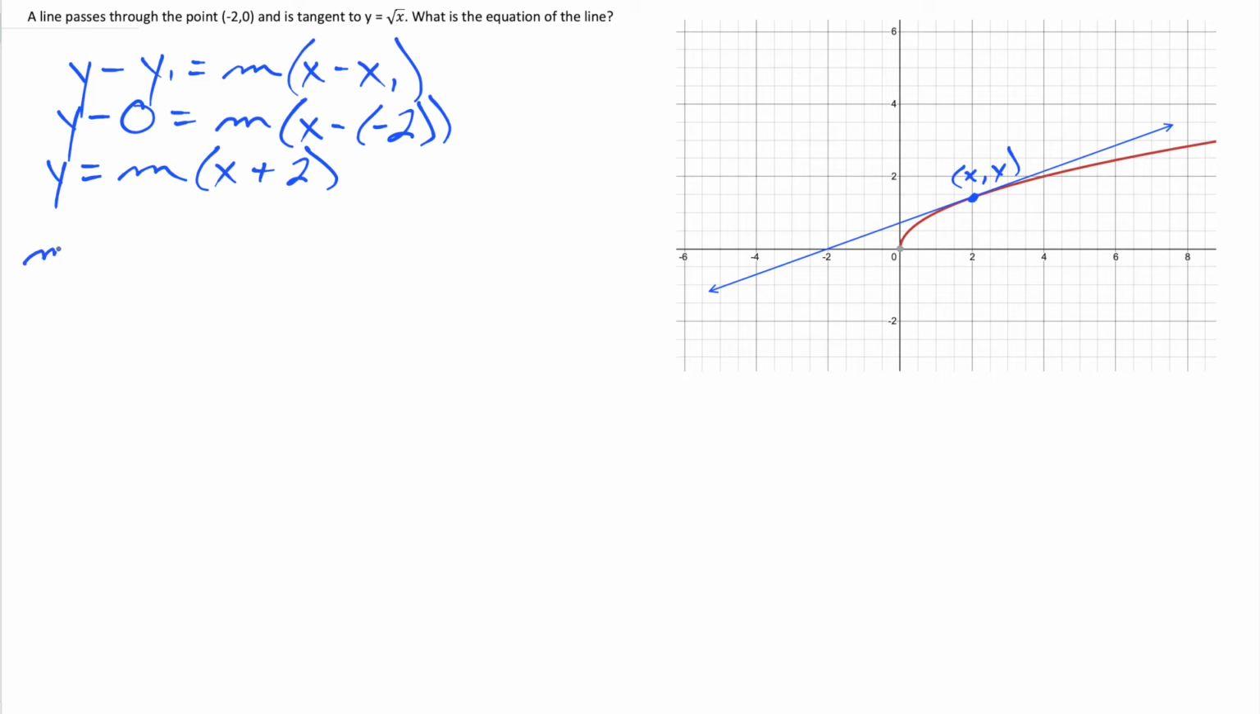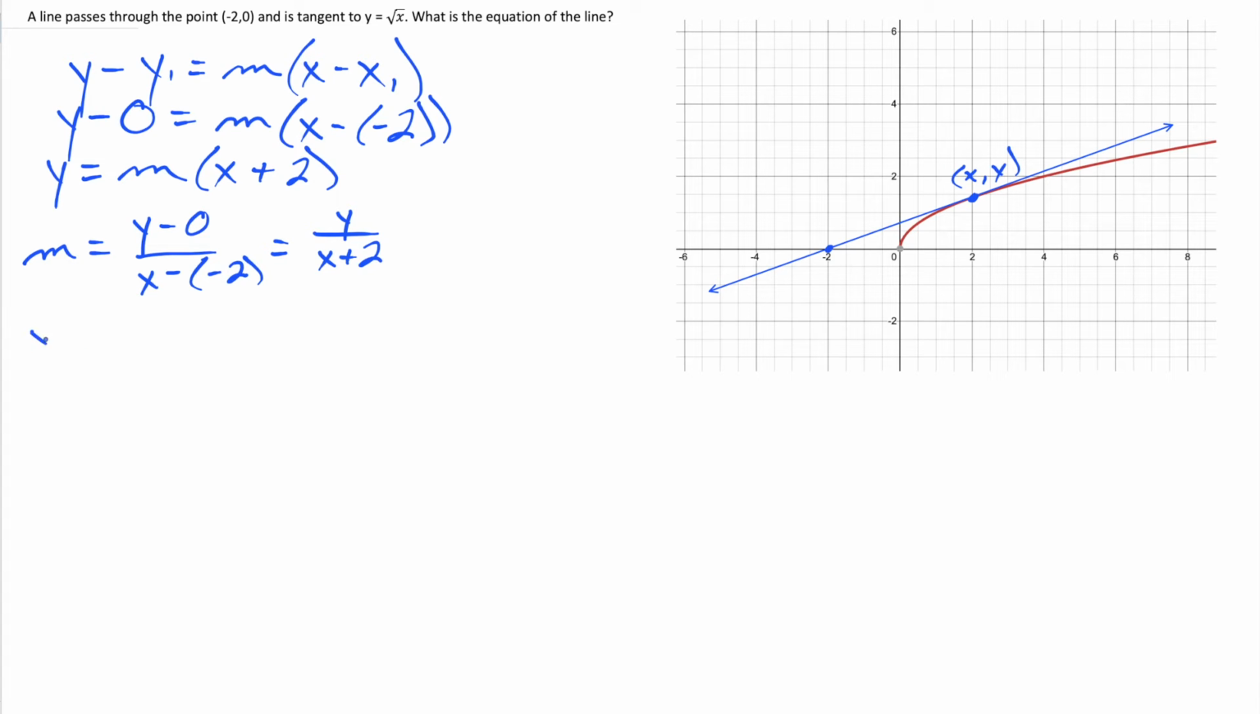First, writing the slope relationship, you get that m, the slope, is equal to the rise over the run, which is y minus 0, because the y-coordinate of this point is 0, over x minus -2. And simplifying, we get that y over x plus 2 is our slope. Okay, now we work this out from the derivative.